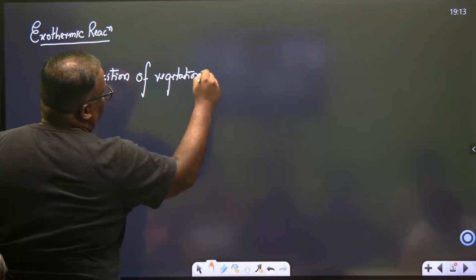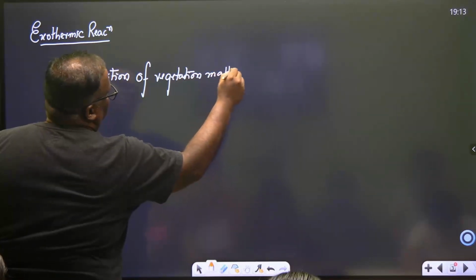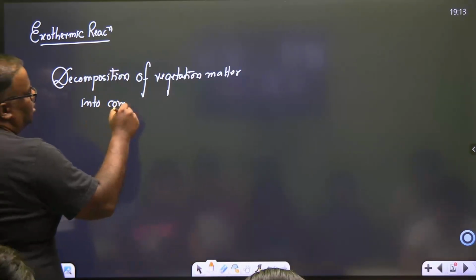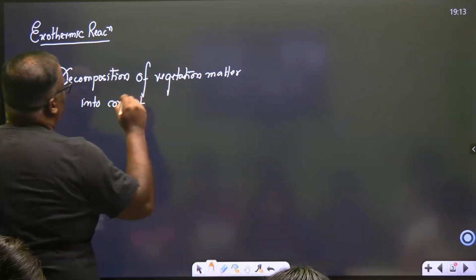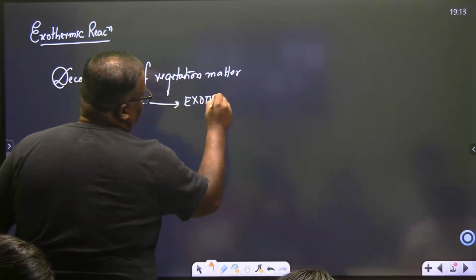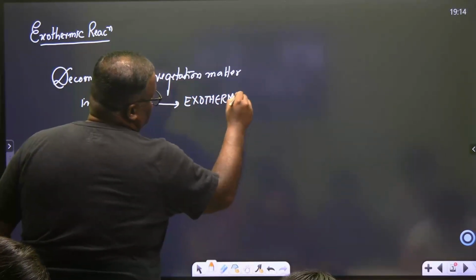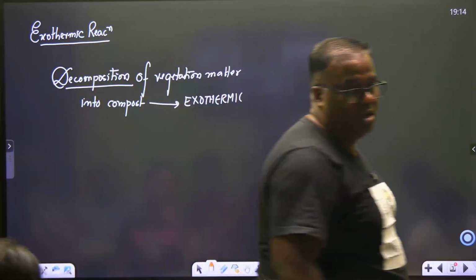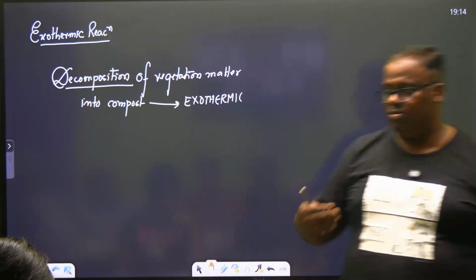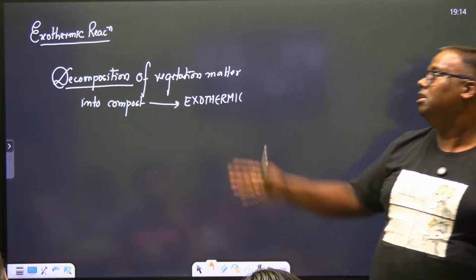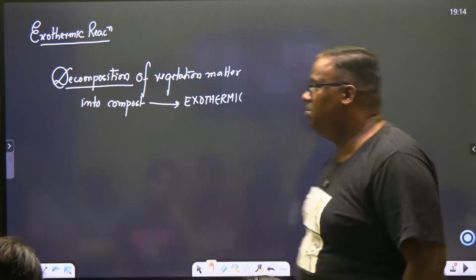vegetation or vegetable matter into compost. Remember this, is an exothermic reaction. Many kids make a mistake, just by looking at the word decomposition, they write it as endothermic. The exothermic reactions that we have studied as a part of our chapter are digestion, respiration, decomposition. This is something that I missed out.